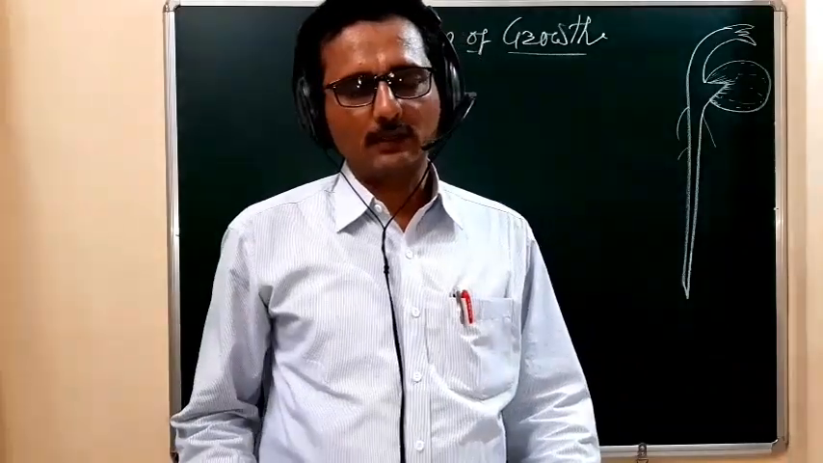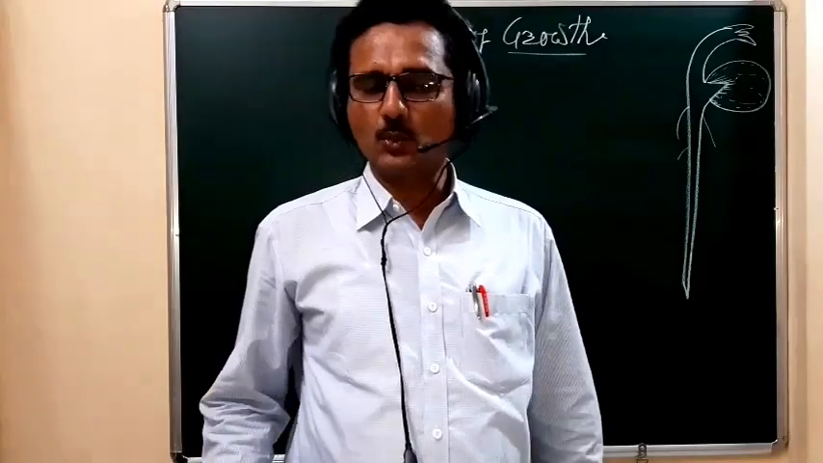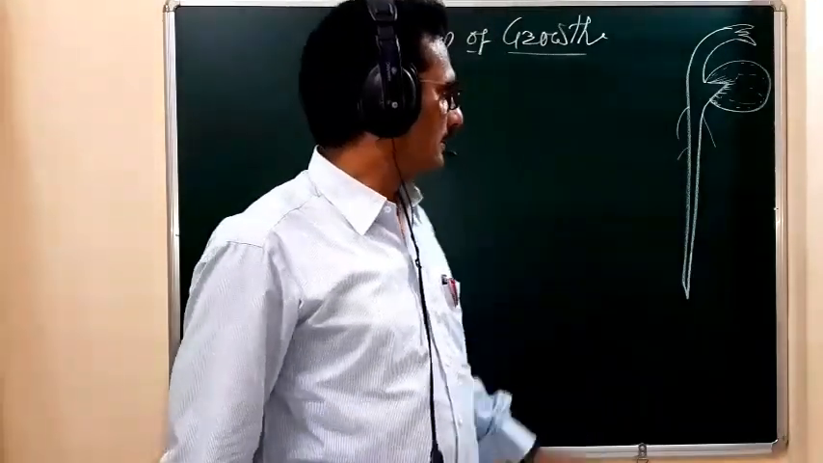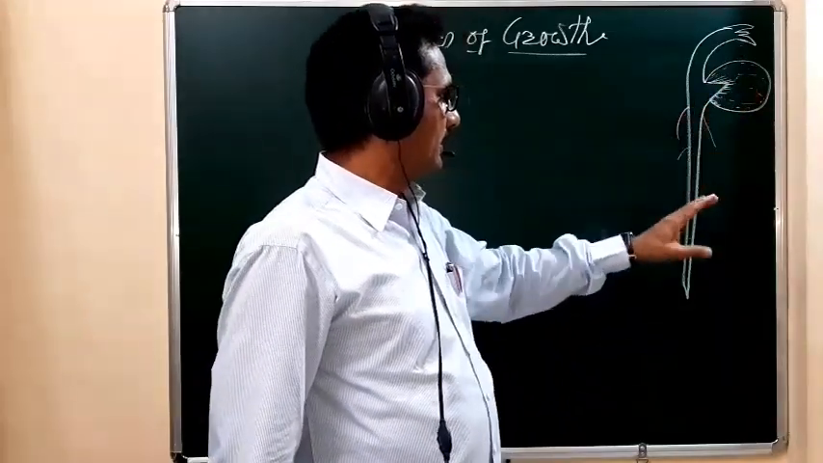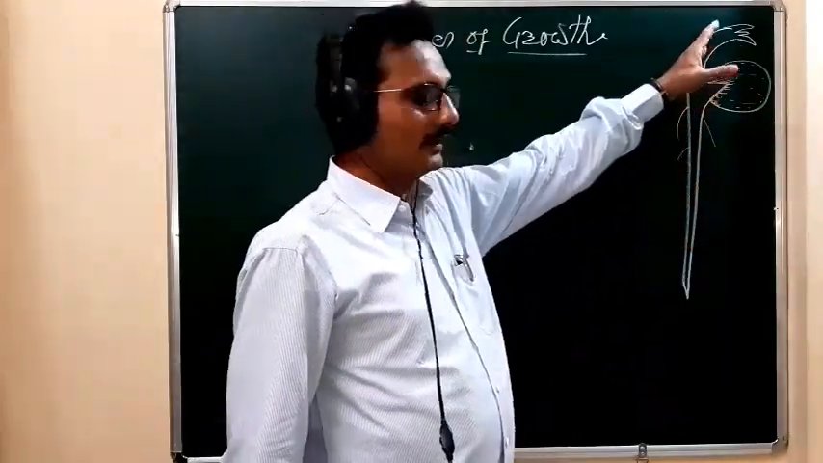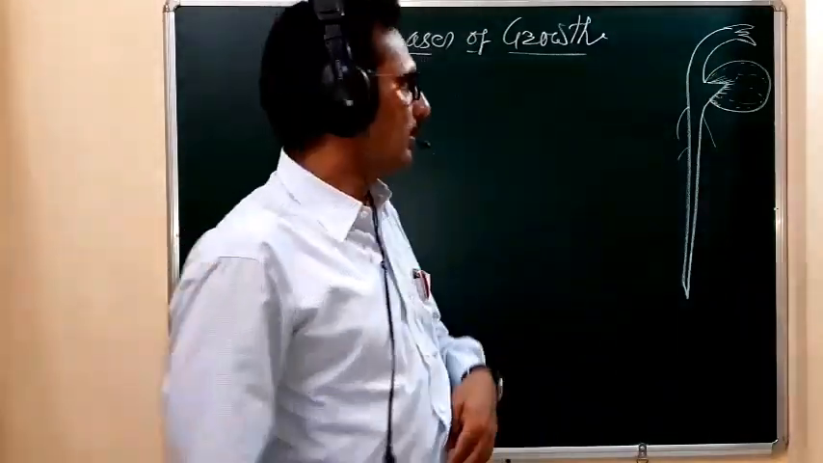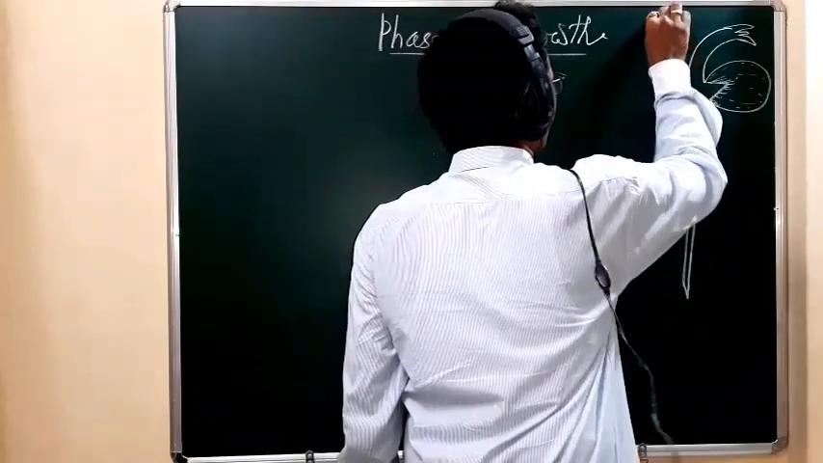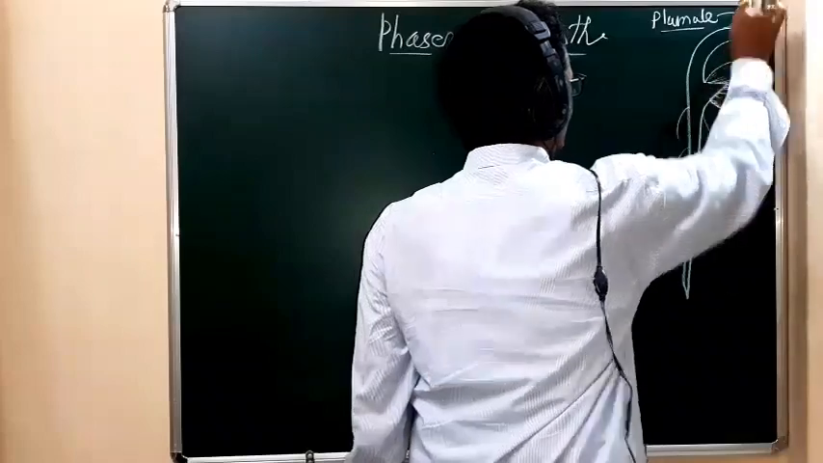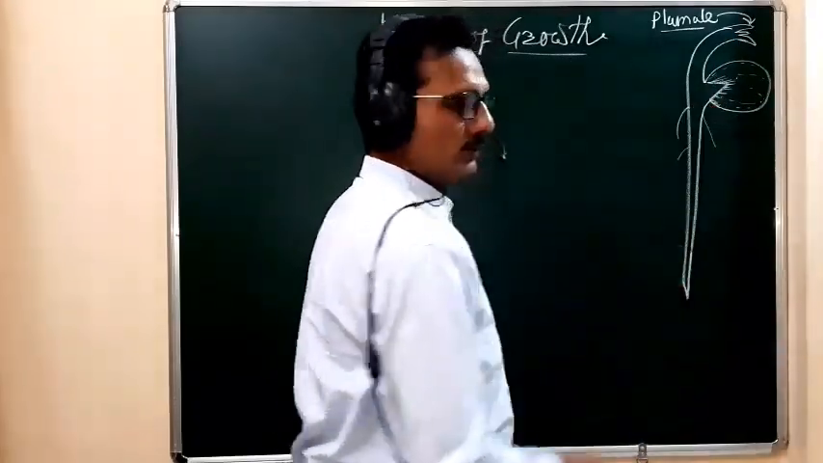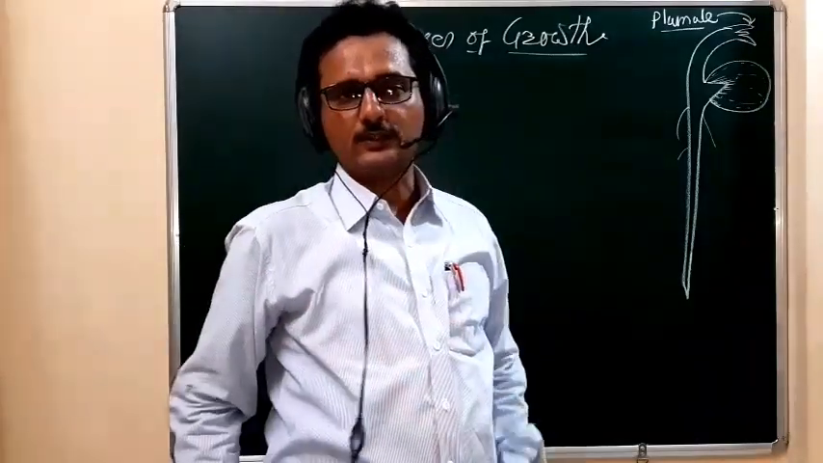That is how the radicle shows its growth. So this is the germinated seed. It produces the radicle and the plumule, and they show the growth of the radicle and the plumule. This is the plumule portion, and all this is the radicle portion. Then in this we observe the various phases of growth.